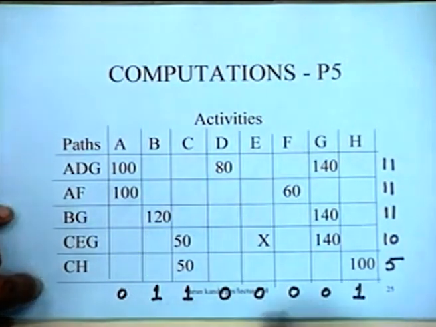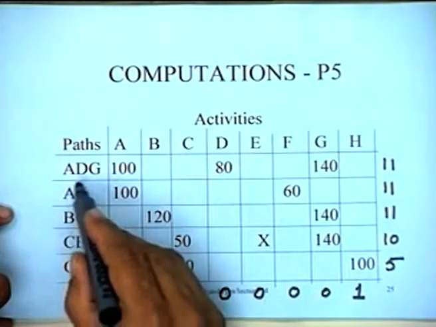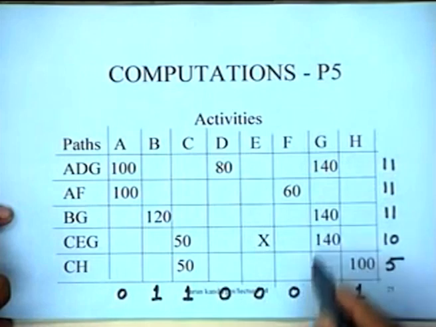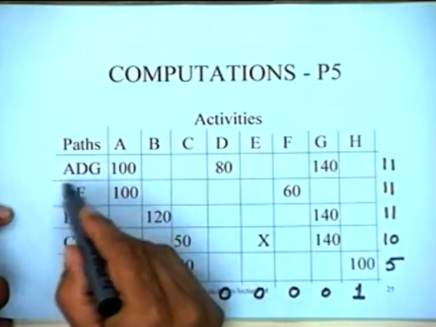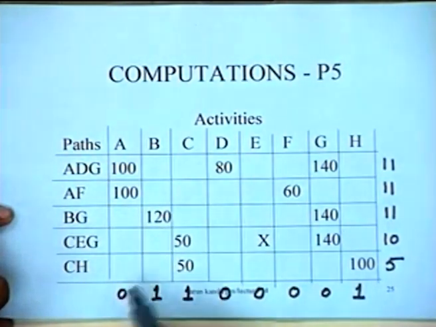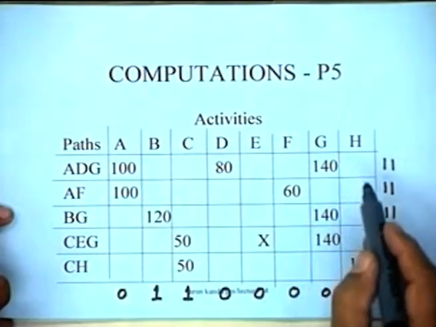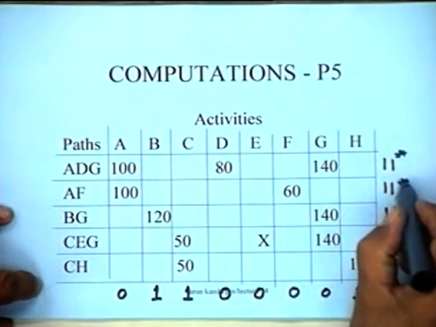At this stage, what do we find? You find, for instance, that for this particular path A, D, G, it is not possible to crash any of the activities. This has a slack of 0, this has a slack of 0; these are fully compressed activities. So this path cannot be reduced. So we can rest assured that the project cannot be reduced any further.